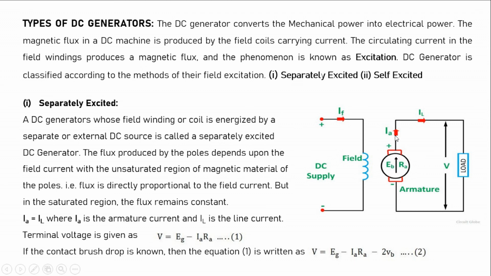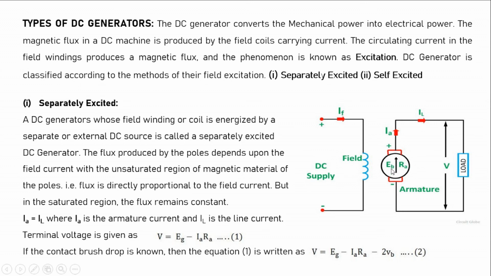Whenever current is produced by the DC generator, it goes from the generator as IA to the load. When the load has been connected, it will go to the load. Here IA and IL are the same. Here IA is equal to IL, where IA is the armature current and IL is the line current, but both are the same here. The voltage available at the terminal is called the terminal voltage V. It is given by, so this is EG, it should be EG, not EB. EB is the back EMF in the case of a motor, which will come later. EG is the generated EMF in the case of a generator.